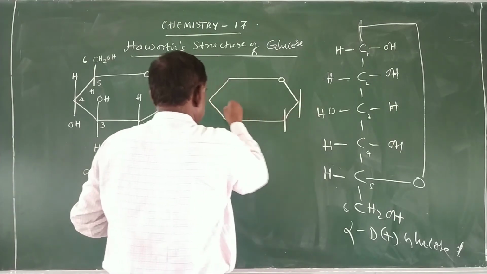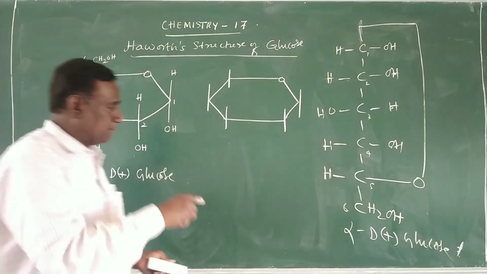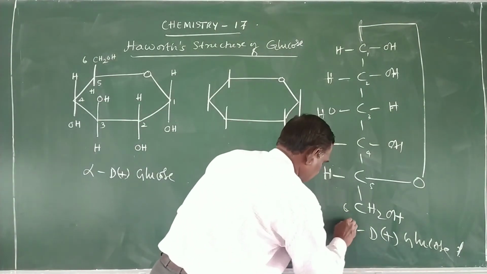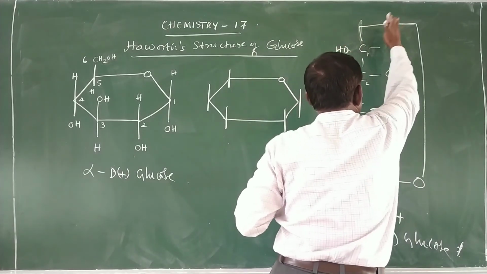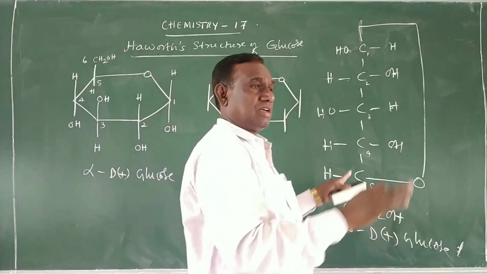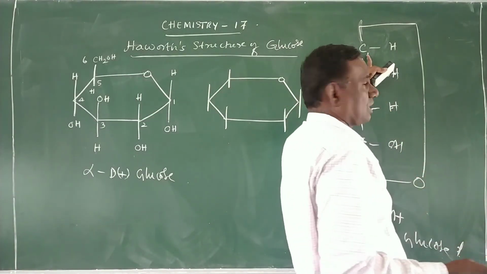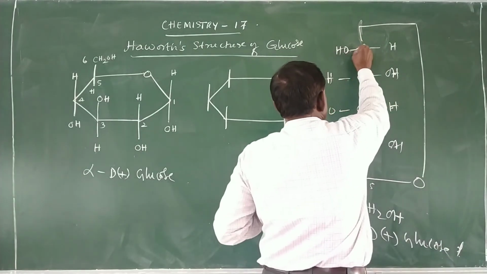Same. Write the corners, that is place. So beta means you see beta D glucose. For beta, OH should be on the left hand side. This is OH, but this is what? H. This is beta. That's all. Everything is same. The change is only at the first carbon atom. At the first carbon, if the OH group is present on the left hand side, it is beta.